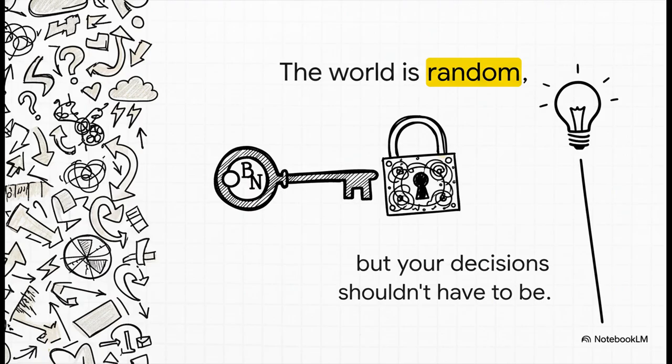The world is random, but your decisions really shouldn't have to be. So, what if you had a clear, visual tool to cut through all that uncertainty? A kind of mathematical key to unlock these super complex problems? Well, that key actually exists. And today, we're diving deep into what they are: Bayesian networks.